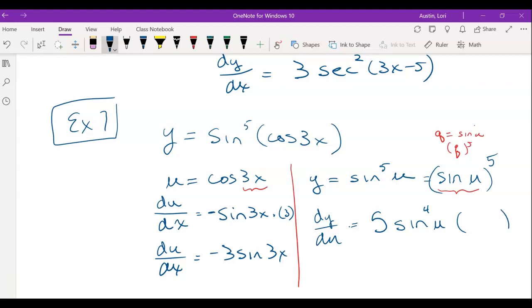of u. But then I need the derivative of sine u. And what's the derivative of sine u, everybody? Because it's a chain rule, I need the derivative of the inner function. What's the derivative of sine? Cosine u.